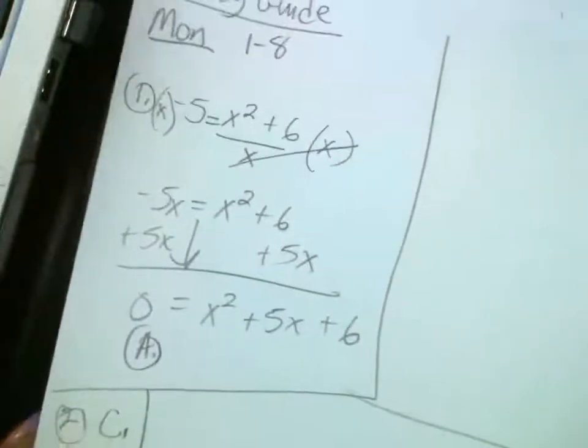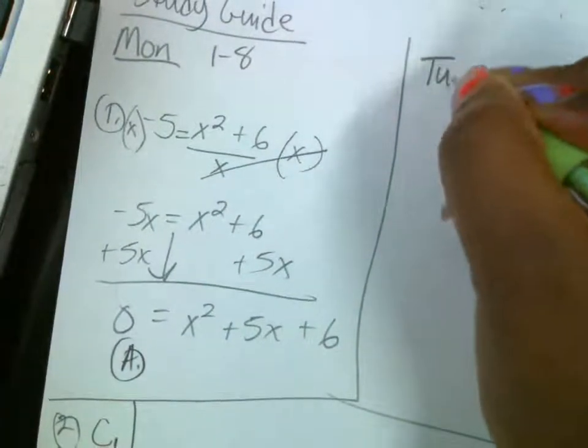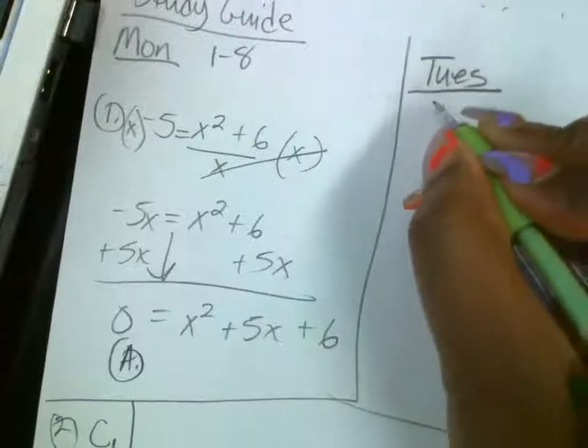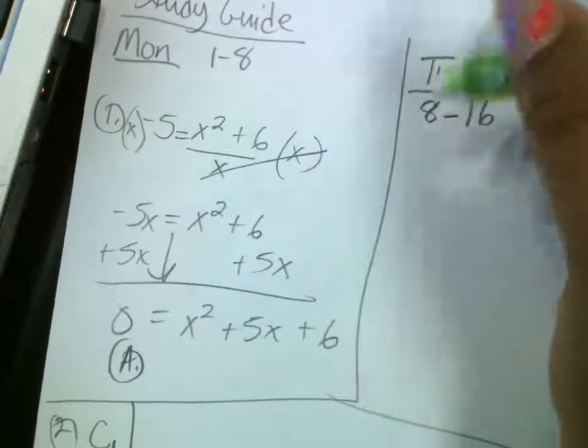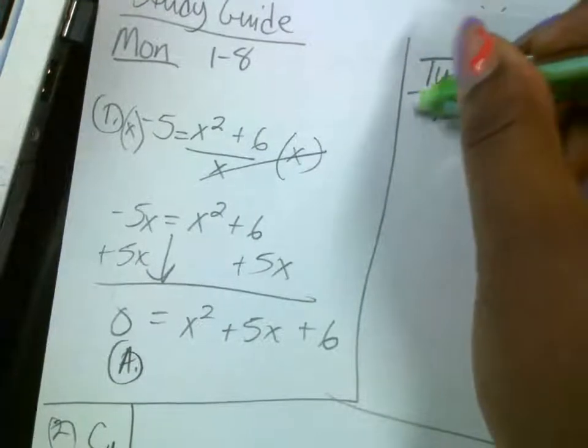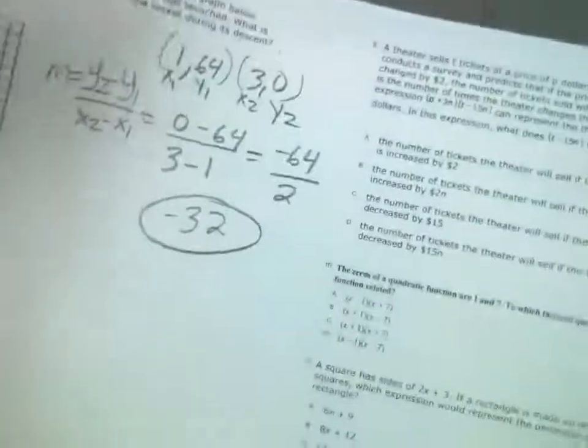So now I'm gonna do Tuesday. I'm gonna do Tuesday on the same sheet. Tuesday, it's 8 through 16. Oh, I already did 8, y'all. 9 through 16. Okay? So let's look at number 9.